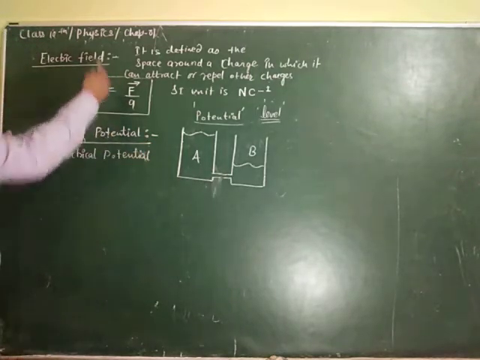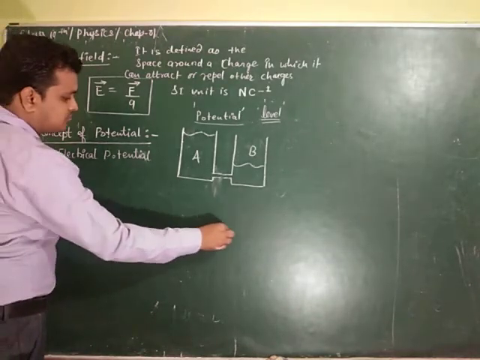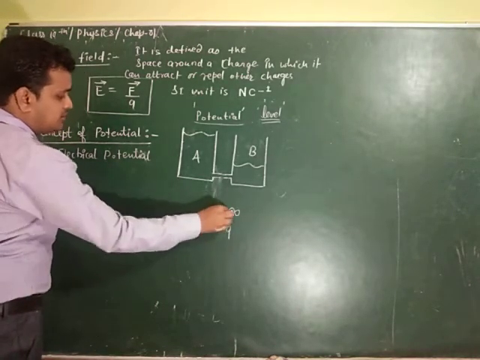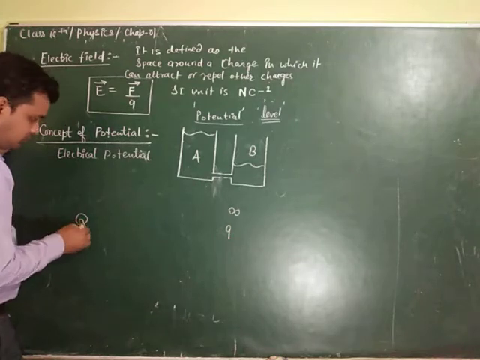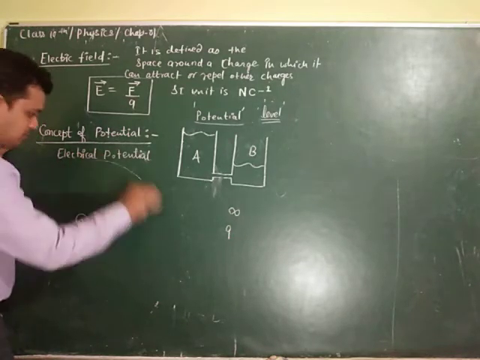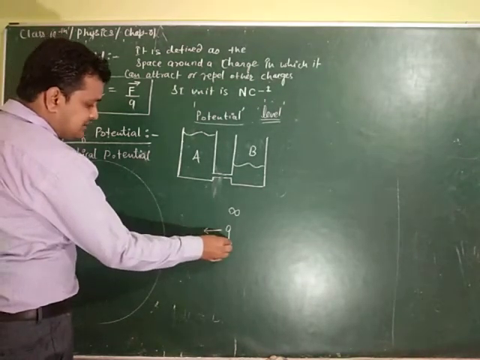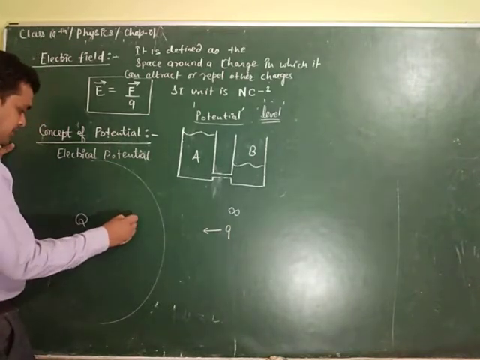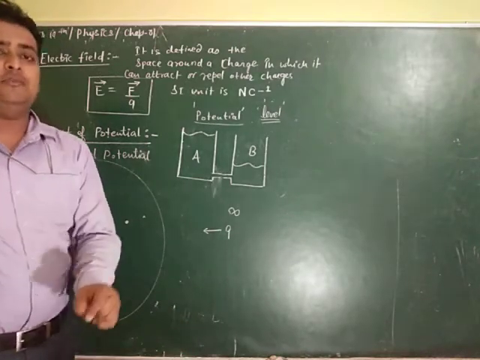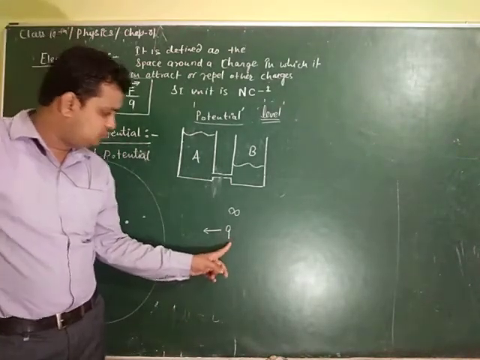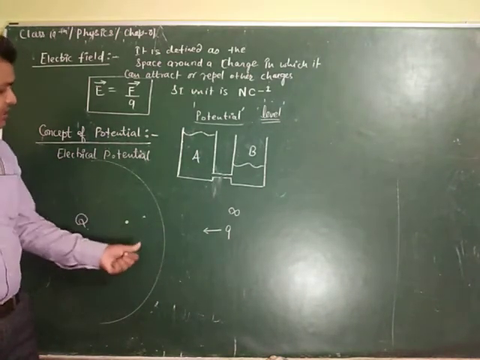Now again, suppose this condition: this is a charge Q here, and there is another charge at infinity. This Q will have an electric field here, and we want to bring this charge from infinity to any point here or here, anywhere. I mean to say that I have to bring this charge within the electric field of this charge, anywhere but in the electric field.